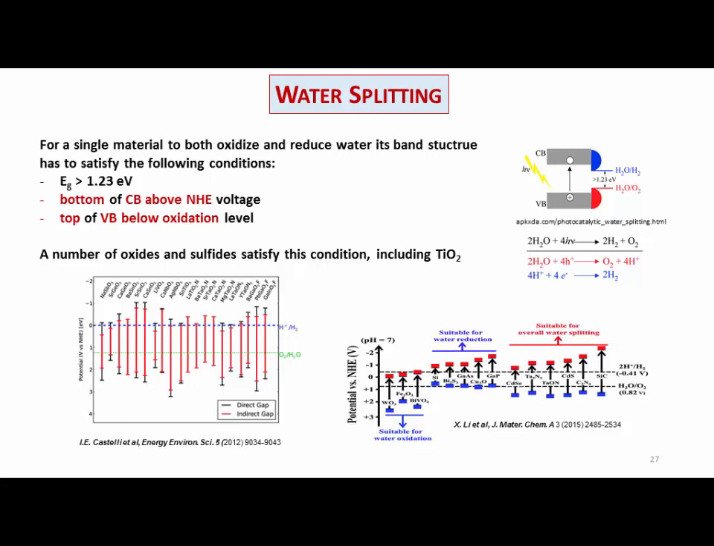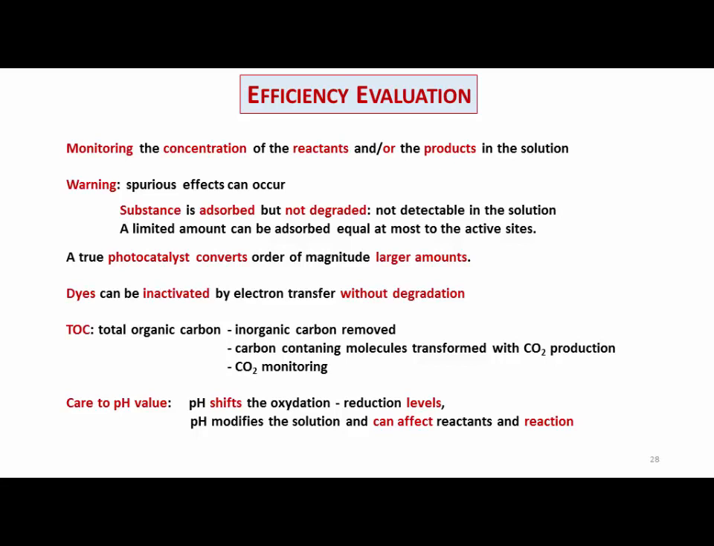And what is the point? You need to shrink the gap, but it's not enough. You should shrink the gap, but still keep the band edges outside this band between the two levels of dissociation. And still you have a number of possibilities, okay? Cadmium selenide and others, and titania is there as well. But titania has the problem of UV absorption only.